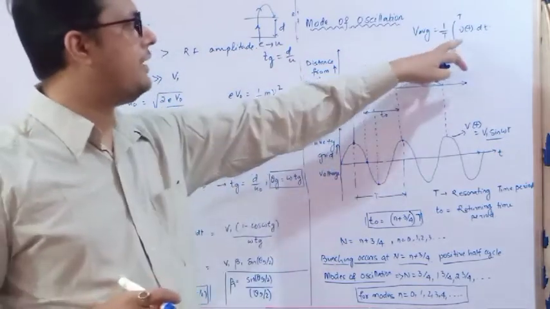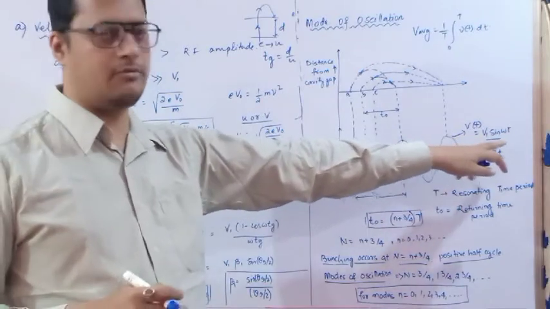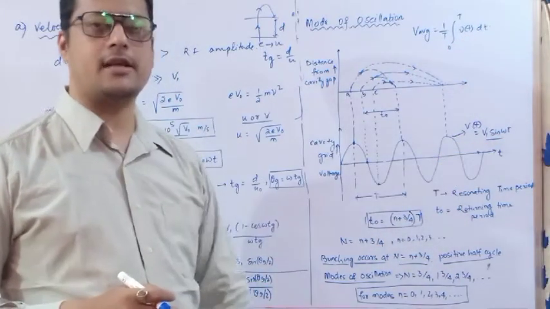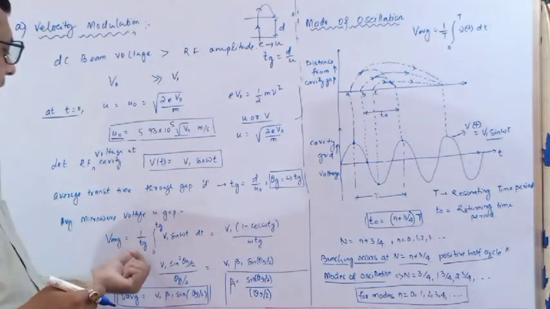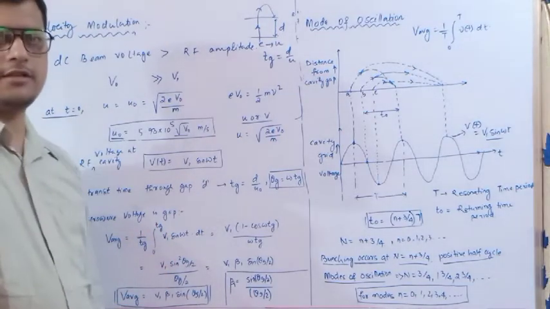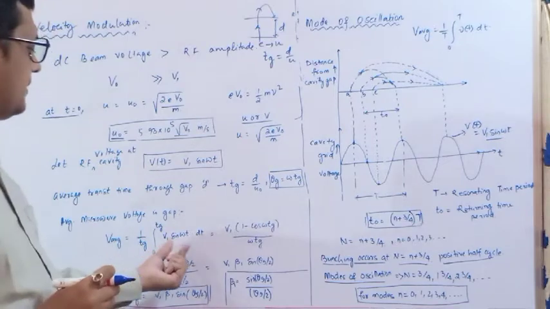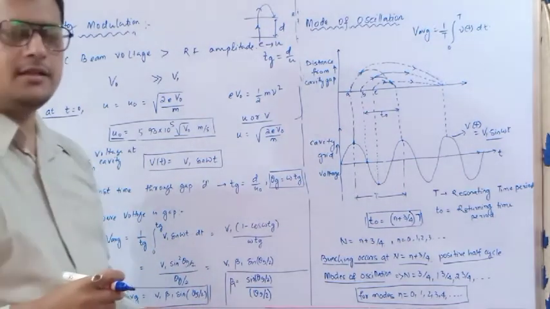So for a cavity gap, what is the potential? It is the RF potential, that is V1 sin omega t. So in place of V of t, substitute V1 sin omega t. Here I have written 1 by Tg, 0 to Tg, because the electron is crossing the gap for a time period of Tg. So V1 sin omega t into dt. Now it is a simple integration.